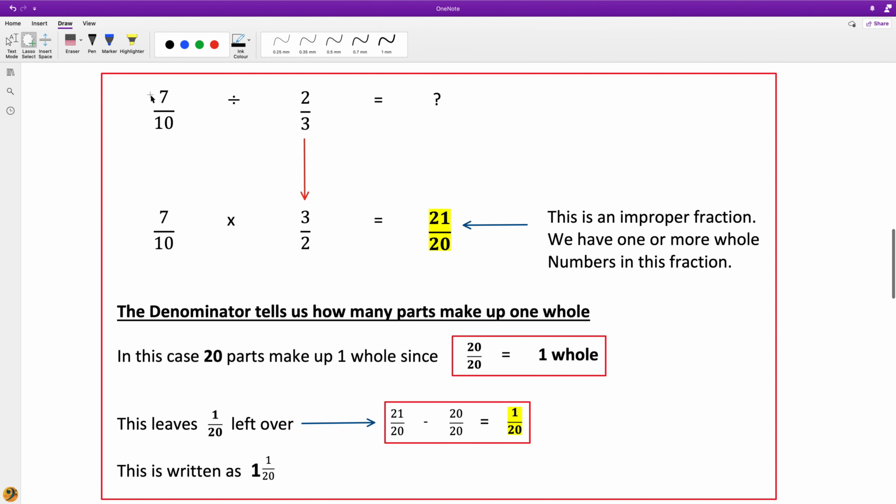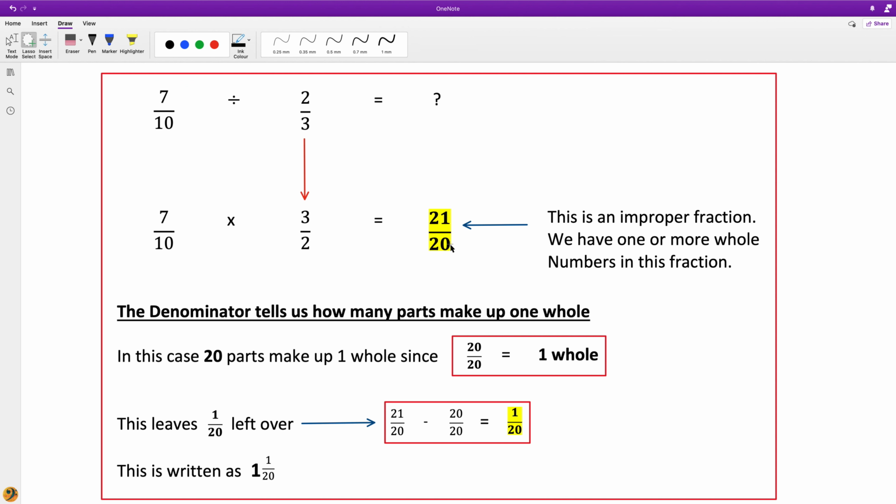The first step of working out is actually to write out your question. Always, that's very important. Then the first step of working out is this line here. We have 7 over 10 multiplied by 3 over 2, where we've inverted our fraction. Then we simply multiply the numerators out. 7 multiplied by 3 gives 21, and 10 multiplied by 2 gives 20. So that's our answer here.